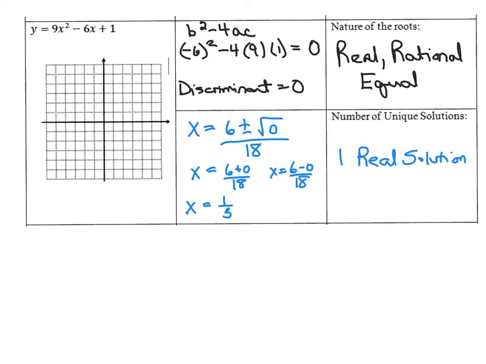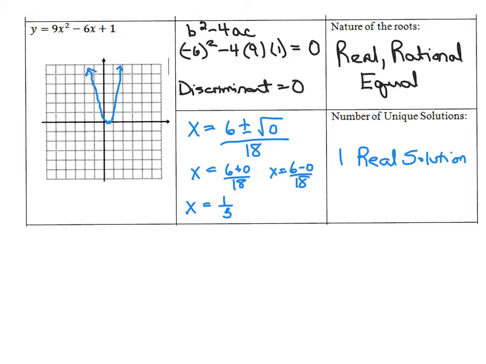Now let's go ahead and graph this. I see that my root has to be 1/3, so I'm going to put the dot at 1/3. And when I graph this, my y-intercept is 1, so I'm getting a graph that looks something like this.